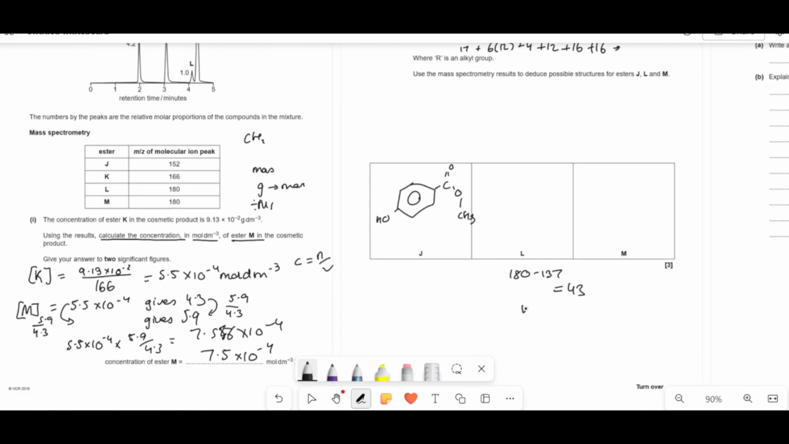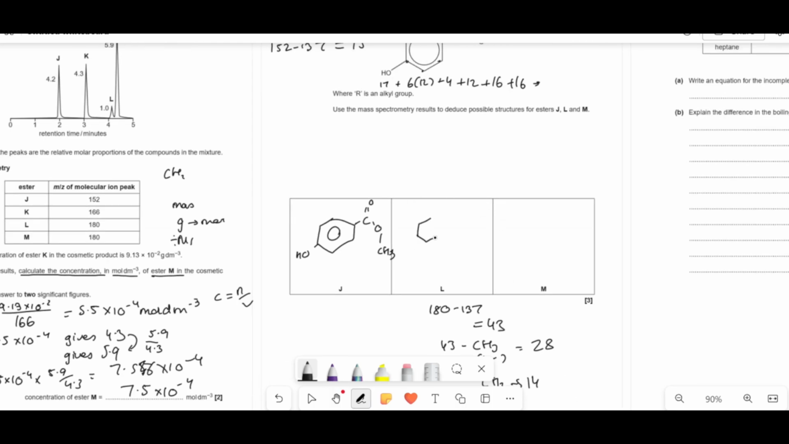So that means if I do 43 minus the end CH3, which is 15, that'll tell me how many CH2s I have in between. So 43 minus 15 gives us 28. 28, each CH2 is 14. So that means I've got 2 times CH2 and I've got 1 times CH3. So in this case, it's going to be the exact same thing again. Here, HO, C double bond O, O, and then it's going to be 2 CH2s, so CH2, CH2, and then a CH3 like that. There you go.